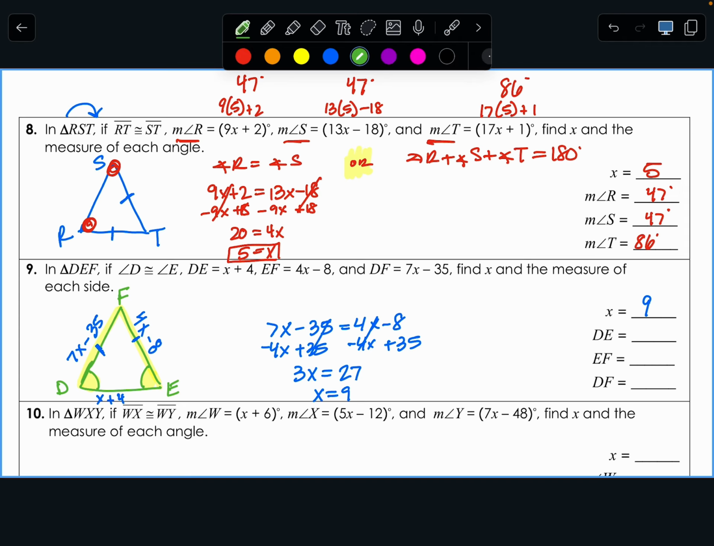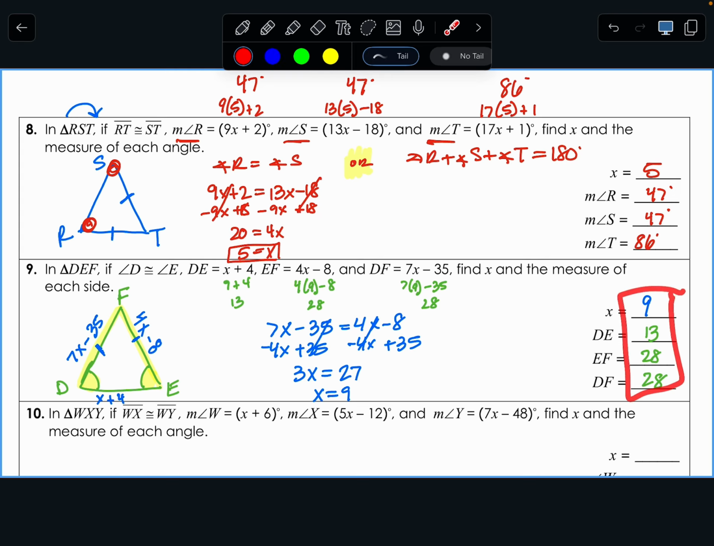So then we go back to our expressions. And so this is 9 plus 4, that's 13. This is 4 times 9 minus 8, that's 28. And this is 7 times 9 minus 35, that's 28. And so that's how we find our sides. Notice that there's no degree symbol here. We're being accurate. These aren't angles.